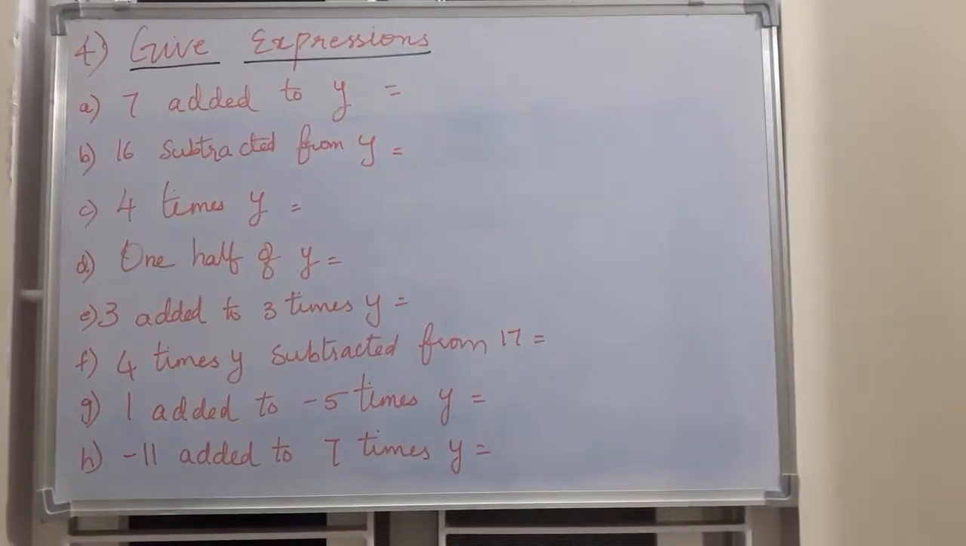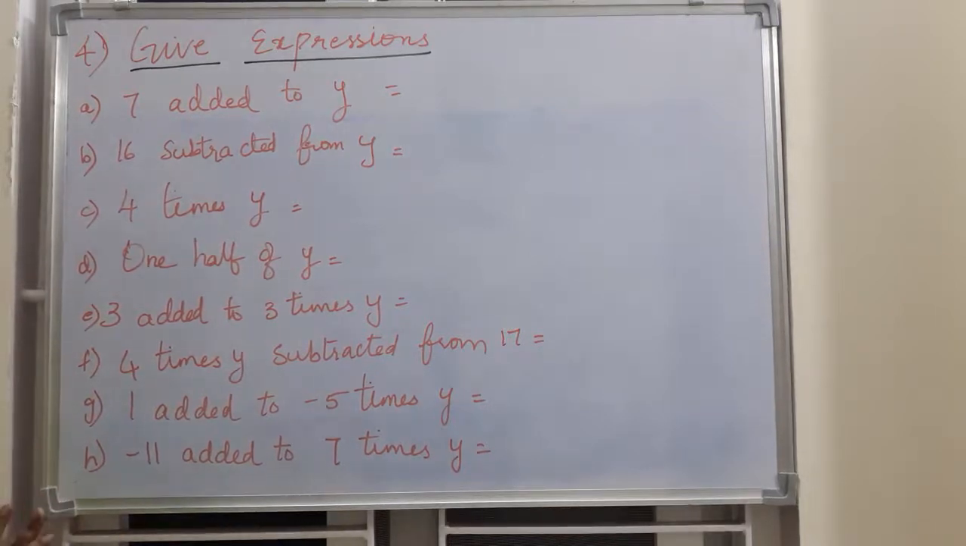So the fourth question is: give expressions for the following. The first part: 7 added to y. Here you have to add 7 to y. One thing you have to remember is if there is addition, then 7 plus y or y plus 7, anything is fine, no problem. But if it is subtraction, you have to follow the order correctly.